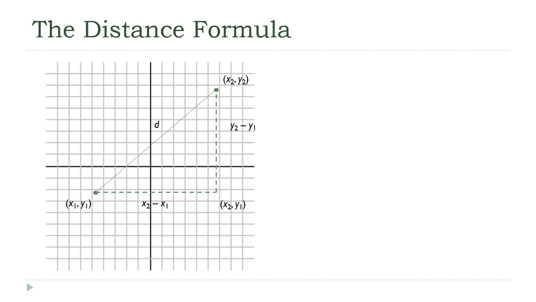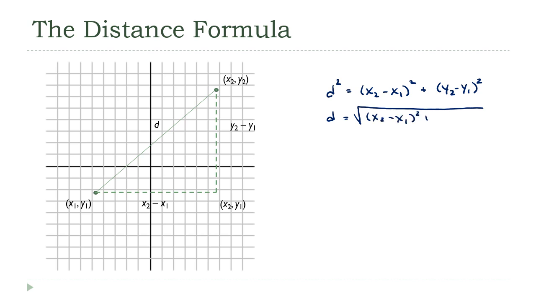And all I'm going to do here is use the Pythagorean theorem. D is the hypotenuse, so the theorem says D squared equals, I'm going to do the bottom leg first, x2 minus x1 squared plus y2 minus y1 squared. That's the other leg. And really, that's almost it. I just have one more thing to do because I want a formula for D, not D squared. So to get D by itself, I'm just going to take the square root of both sides, and I'll get D equals the square root of x2 minus x1 squared plus y2 minus y1 squared. And there's my distance formula.